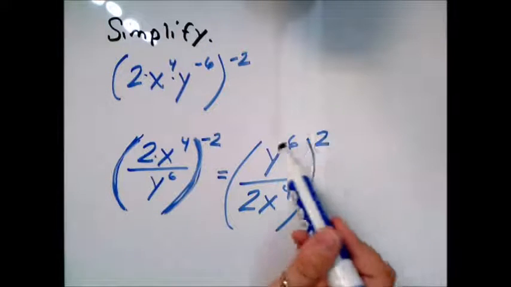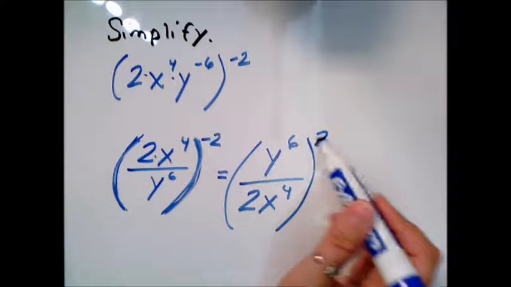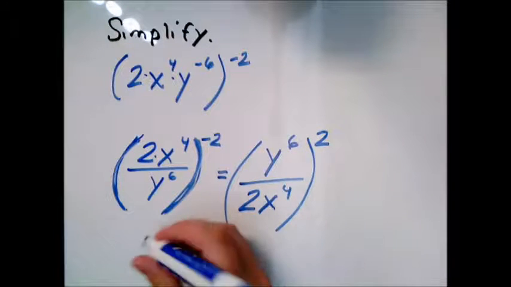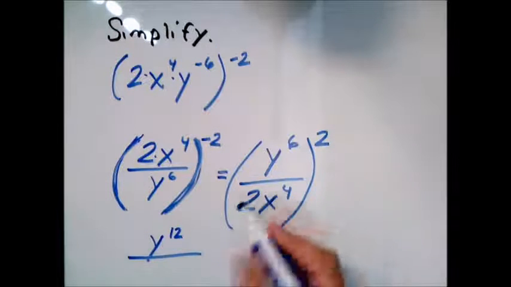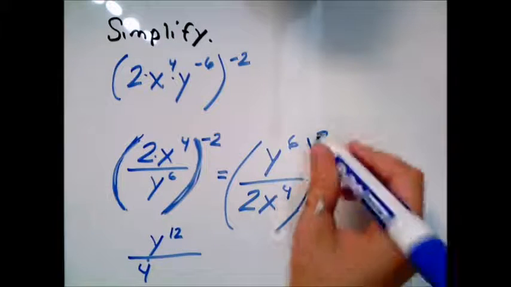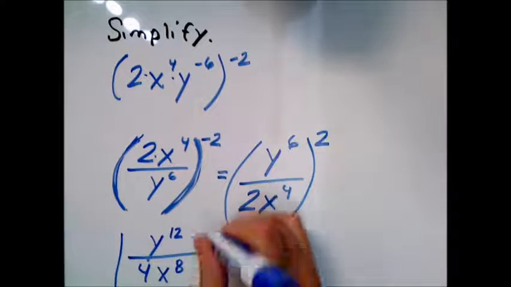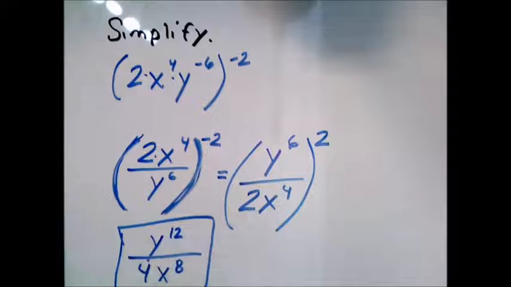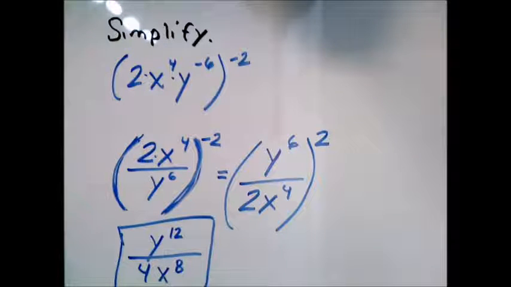And so now I can try to square everything inside the parentheses and see I don't have to worry about the negative anymore. So if I square everything in here, y to the 6th squared is y to the 12th, and then 2 squared is 4, and x to the 4th squared is x to the 8th. So it's usually the easiest to get rid of all the negative exponents first, do the reciprocal, and then distribute in. This squared on the outside ends up being positive.